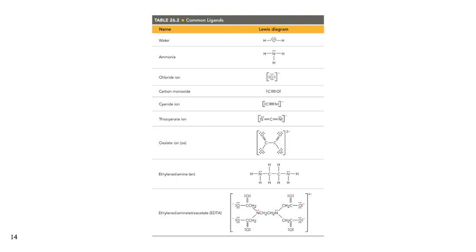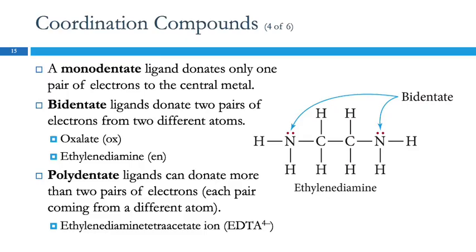These are some common ligands. Water, ammonia, chloride. You can also have carbon monoxide and cyanide, thiocyanate, oxalate, ethylenediamine. So this one is usually just called en for short, and oxalate is called ox. And then we have ethylenediaminetetraacetate, which is shortened to EDTA. And that's this guy. He's a big, crazy-looking guy. There are others, but these are common ones.